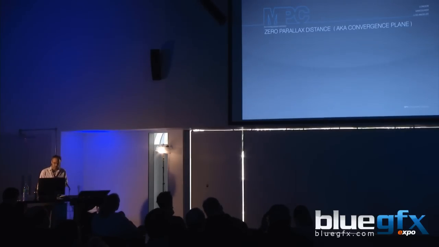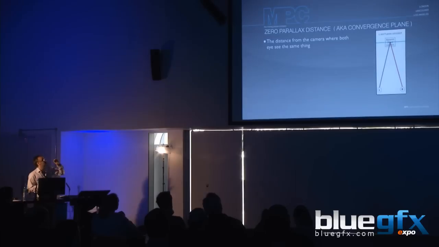Now, an interesting parameter about this convergence is the zero parallax. We've seen two parallaxes: positive, behind the screen, and negative, in front of the screen. So what happens in between? That's a really important one, because it's a very strong creative tool.